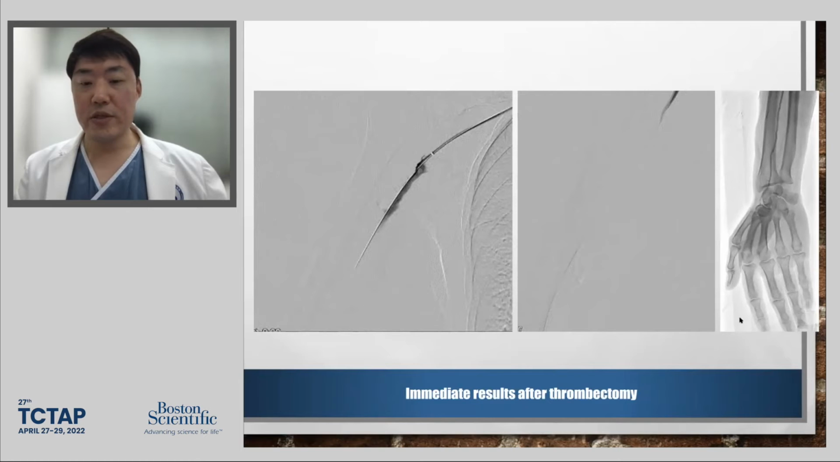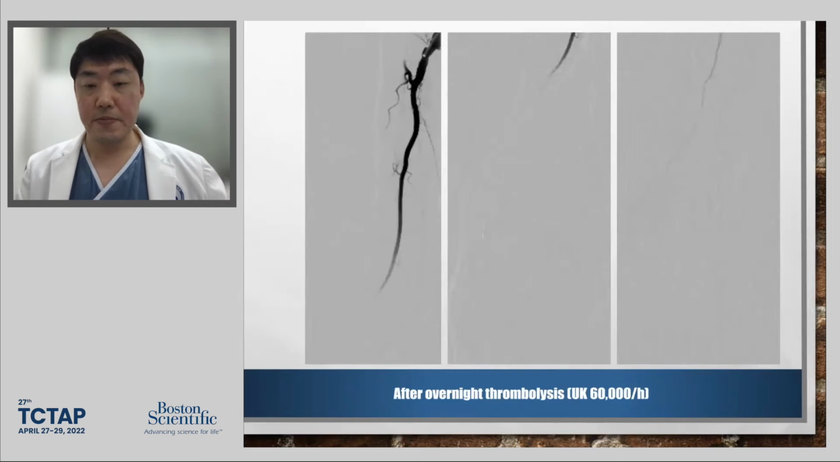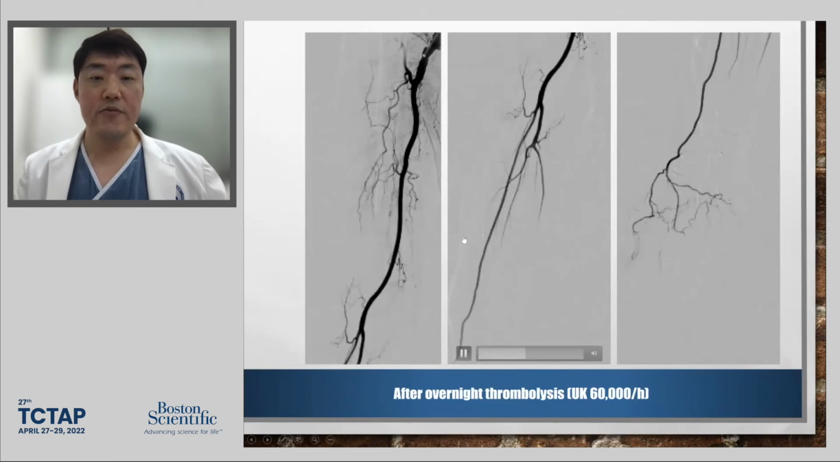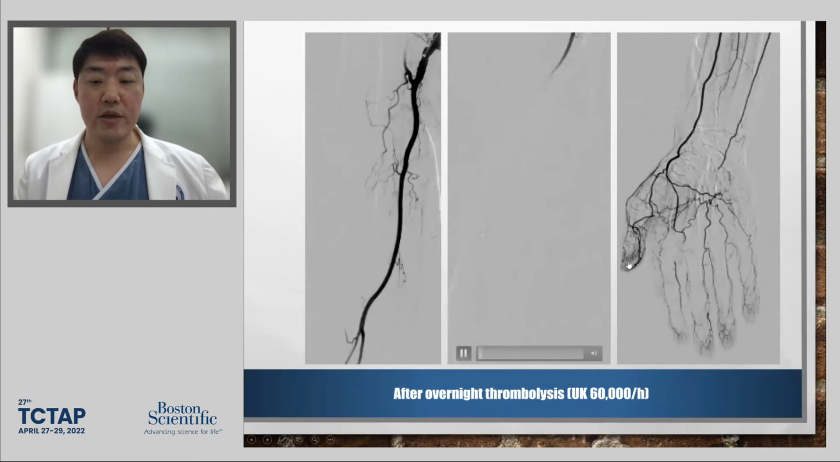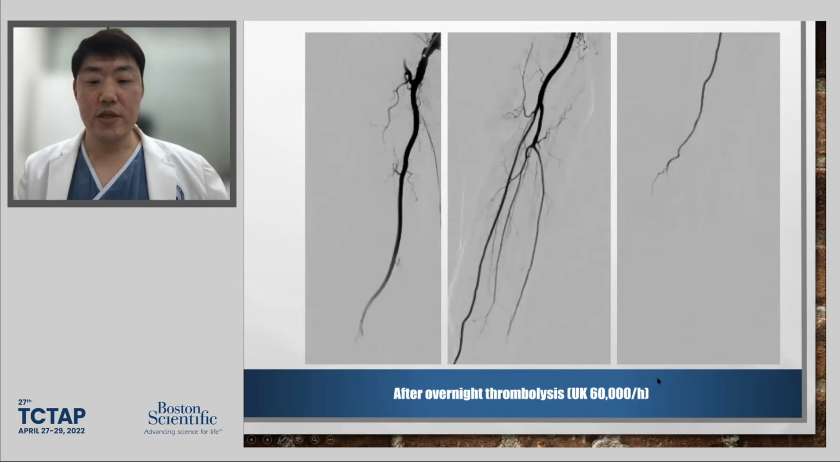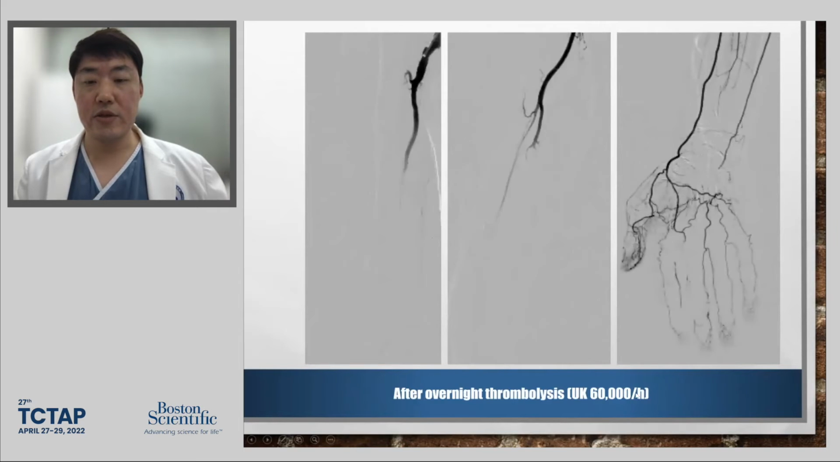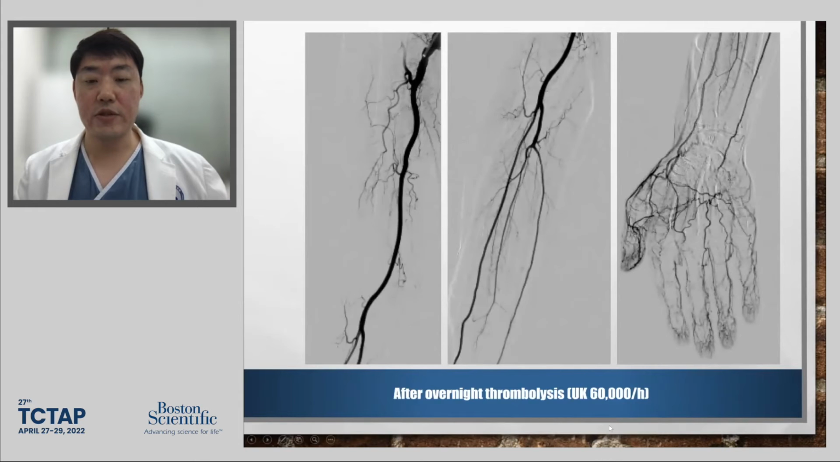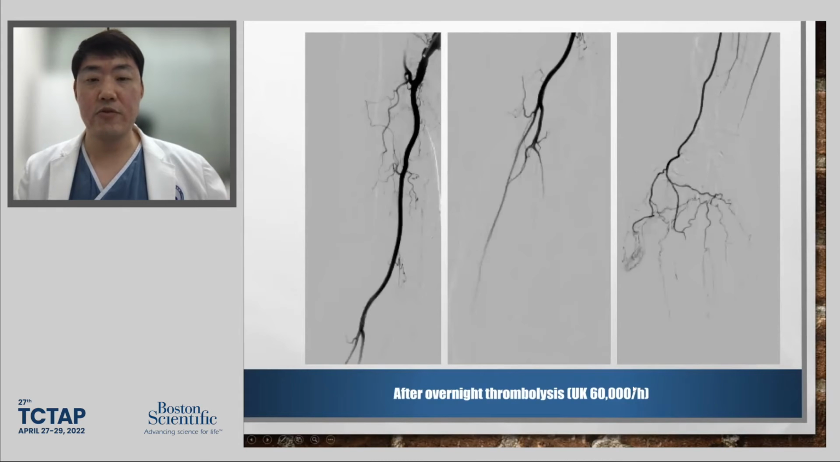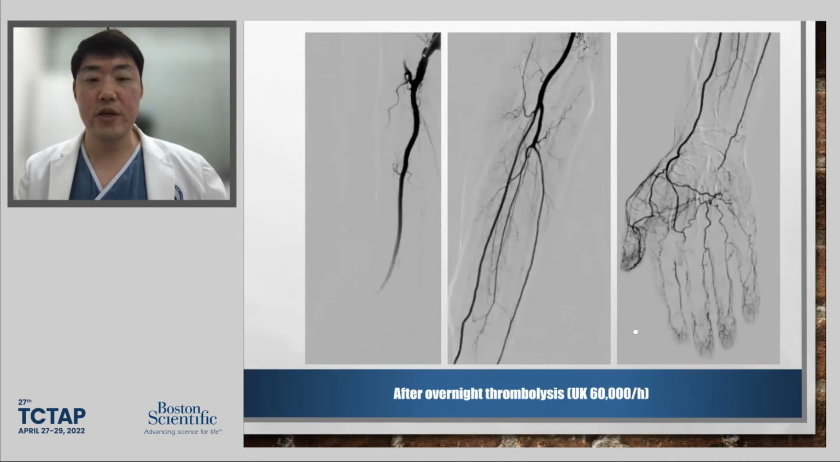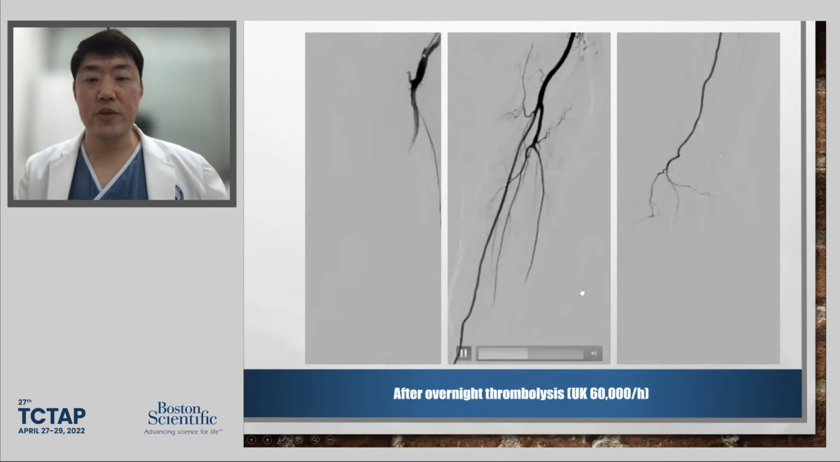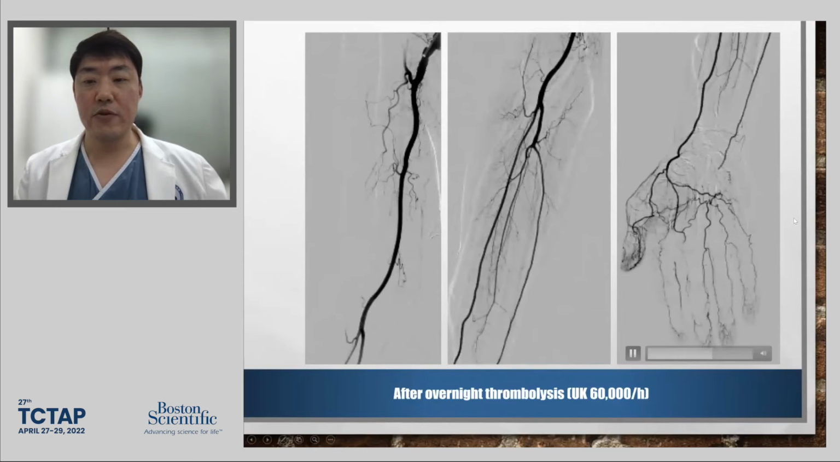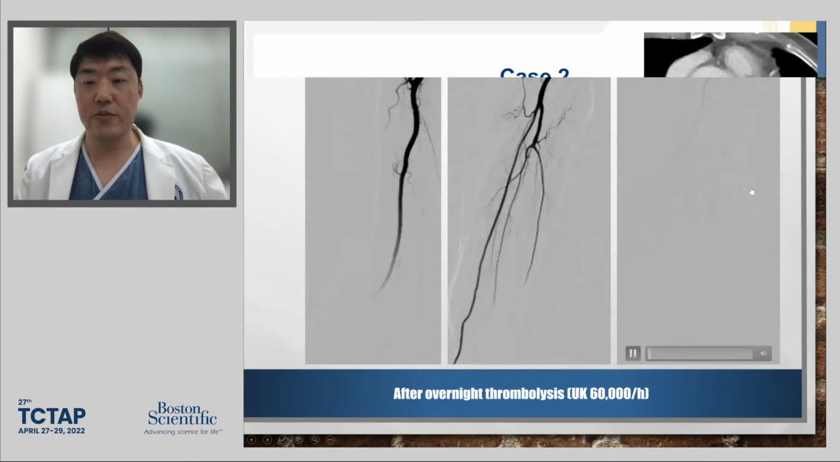So in this case, we decided to do a low-dose thrombolysis through the sheath. And this was the final result. So now you can see just 60,000 units of urokinase infused. This is relatively low dose compared to the conventional catheter-directed thrombolysis regimens. And you can see all the outflow has opened after this treatment.